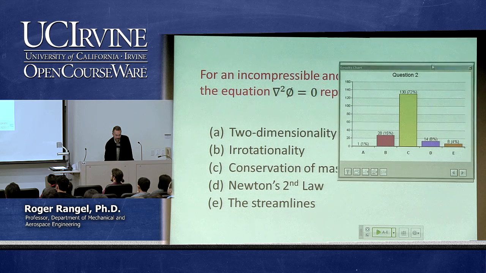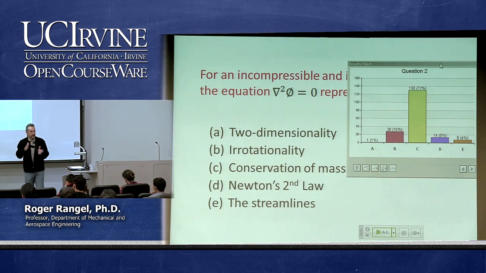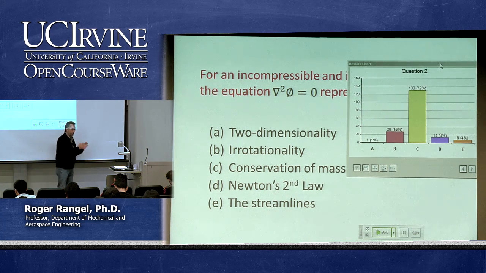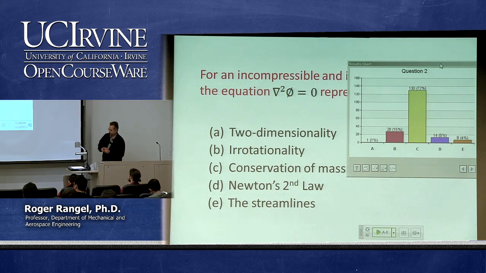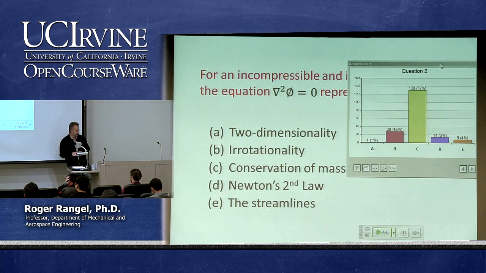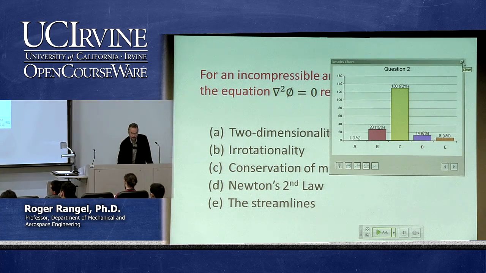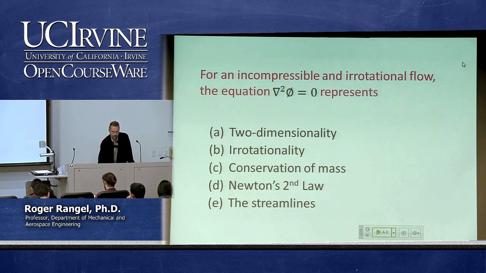That is the correct answer, C. It represents conservation of mass. Again, it's in the lecture. If you go through the derivation of that equation in the lecture, it comes from applying the equation of conservation of mass for an incompressible flow with the existence of a velocity potential. And these are all, by the way, good practice questions for the exam.